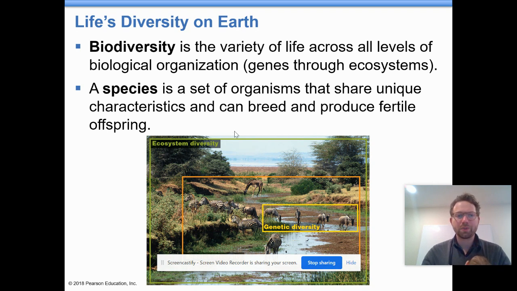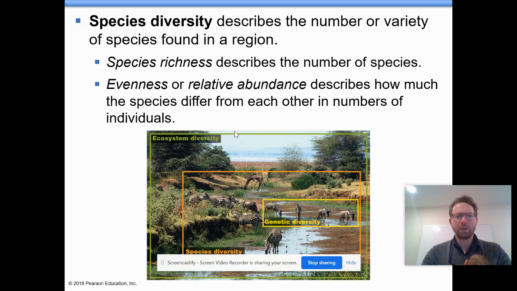There are three actual ways of defining diversity. And diversity is the variety of life across all of these levels. And a species is a particular organism or group of organisms that have unique characteristics which allow them to breed and produce fertile offspring. So if we talk about species diversity, within a species that can reproduce and produce fertile offspring, there is still variety. If you look at the human species, we see great diversity.